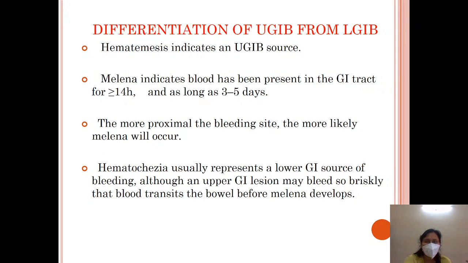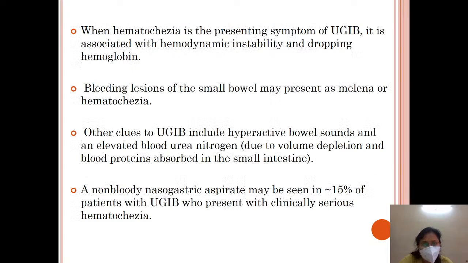A differentiation of upper GI bleeding from lower GI bleeding. Hematemesis indicates an upper GI source and melena indicates blood has been present in the GI tract for more than or equal to 14 hours and as long as 3 to 5 days. The more proximal the bleeding site, the more likely melena will occur. And hematochezia usually represents a lower GI source of bleeding. Although an upper GI lesion may bleed so briskly that blood transits the bowel before melena develops.